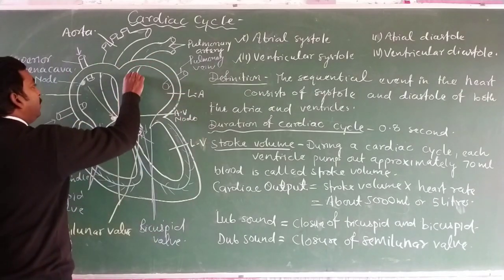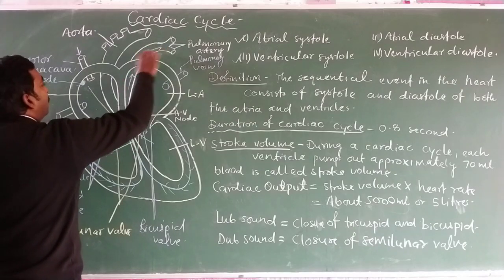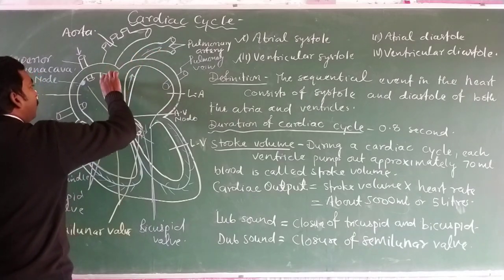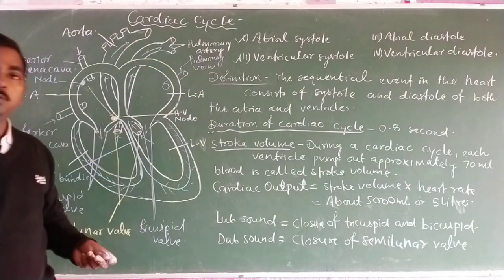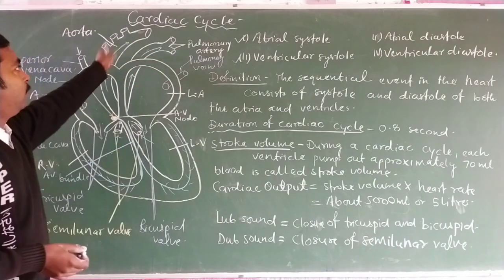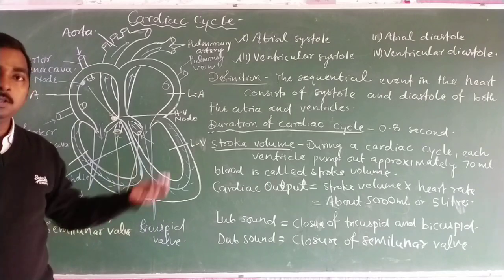So then the blood goes into the pulmonary artery and into the aorta. The pulmonary artery transfers the blood to the lungs, and the aorta transfers the blood throughout the body.